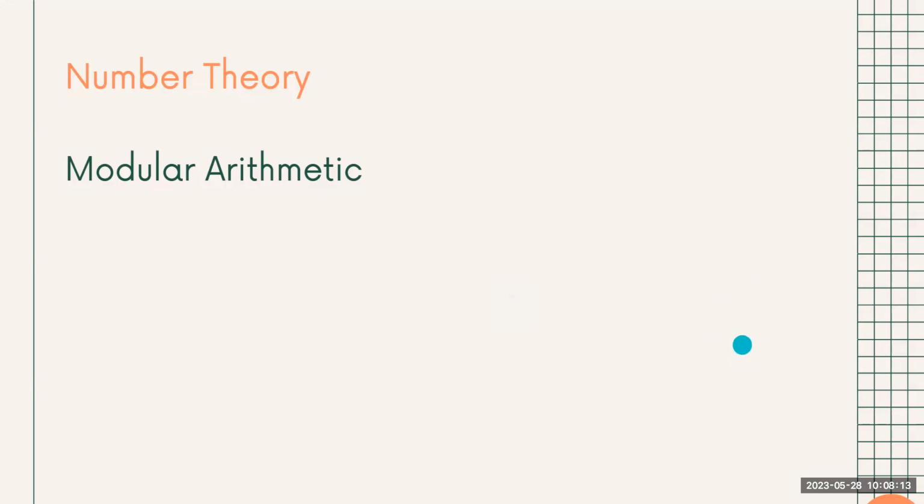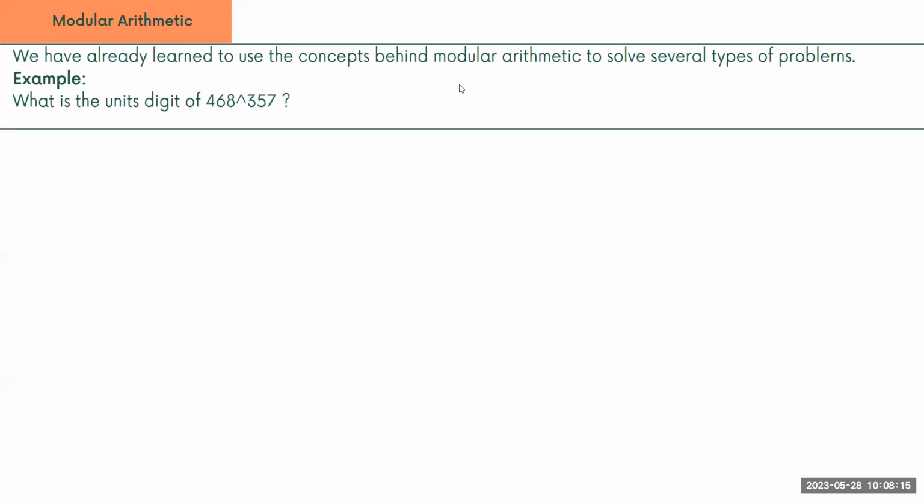The reason why we're learning this right now is because we sort of already learned how to do some of this before, right? For example, last class we were working on the units digit of 468 to the power of 357. In this case, we only care about the units digit, so it's the same thing as 8 to the power of 357.